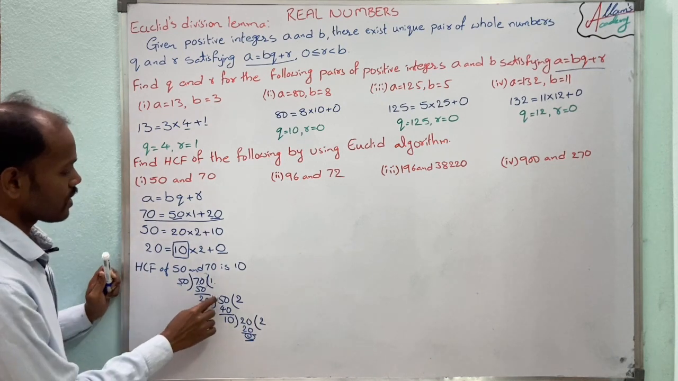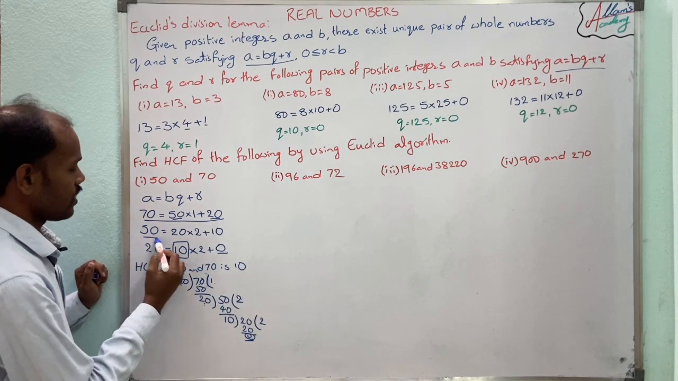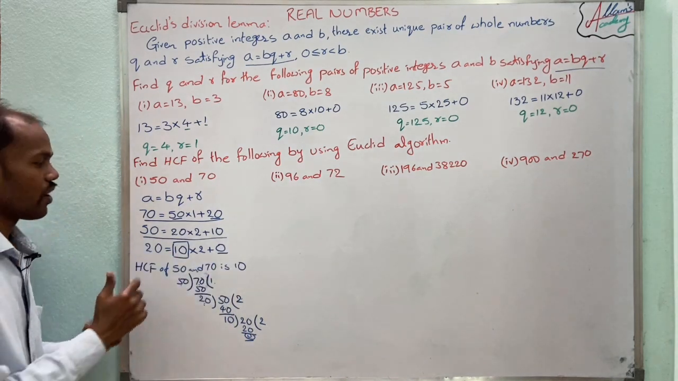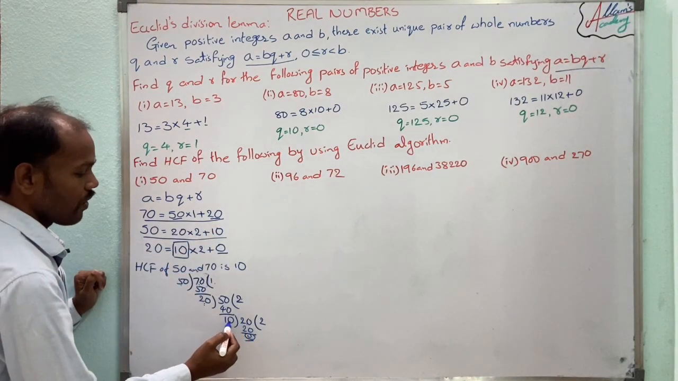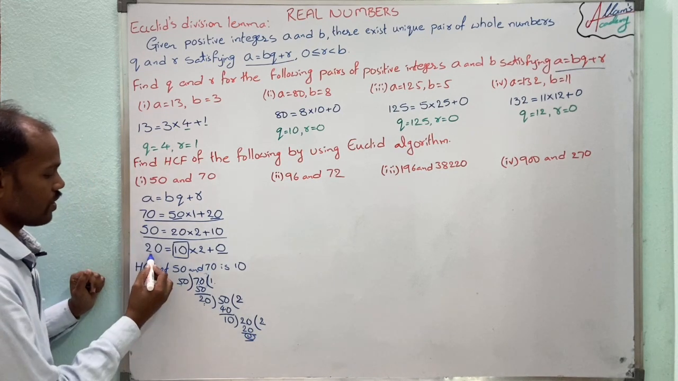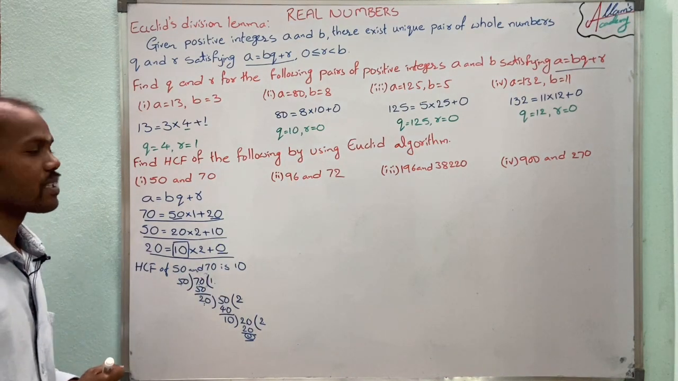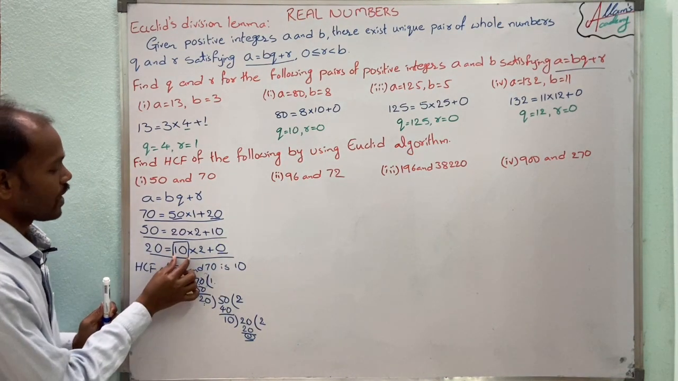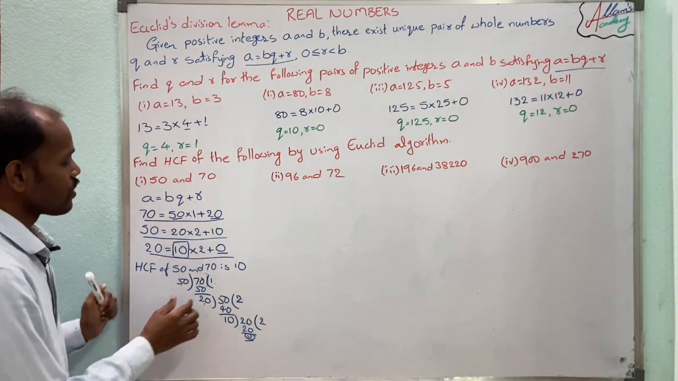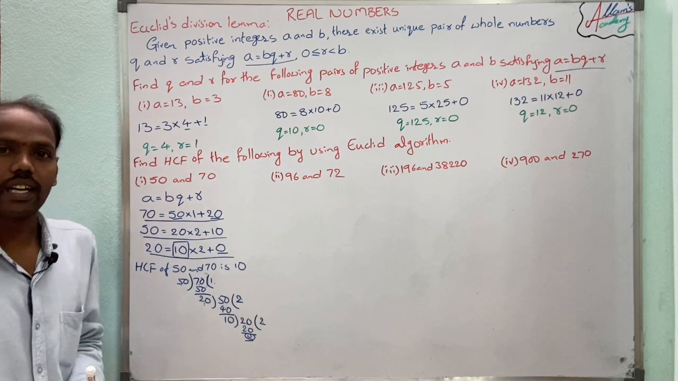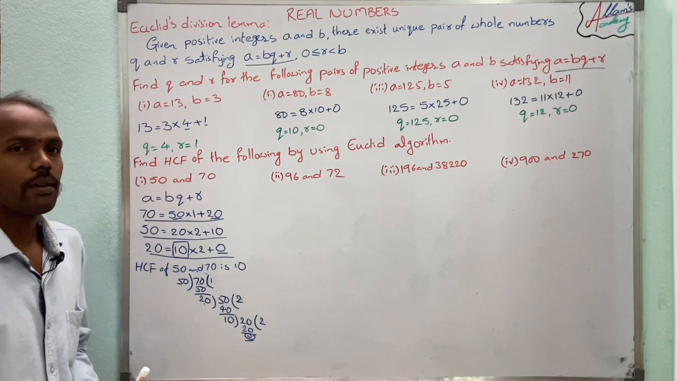That is the first step. Now the second step: 50 equals 20 into 2 plus 10. That is the second step. And the third step: 20 equals 10 into 2 plus 0. So that is the third step we wrote. Now here we get b as 10, where the remainder 0 comes. So now HCF is 10. Okay, in this same model we will see the remaining problems.